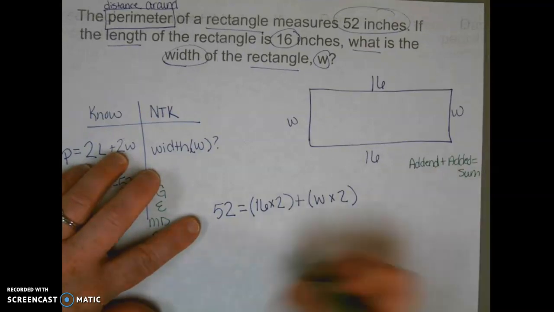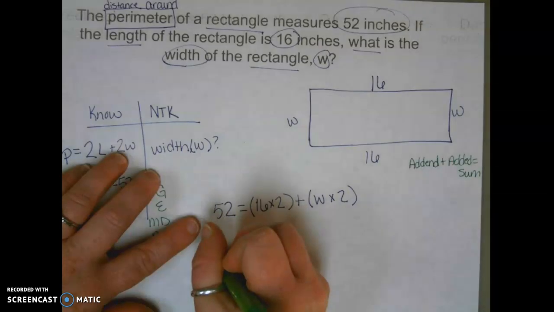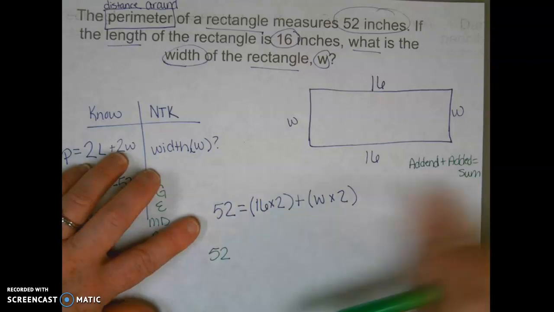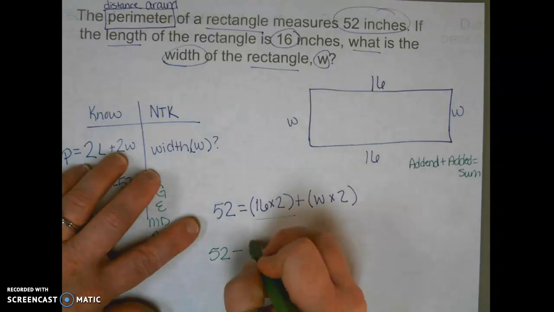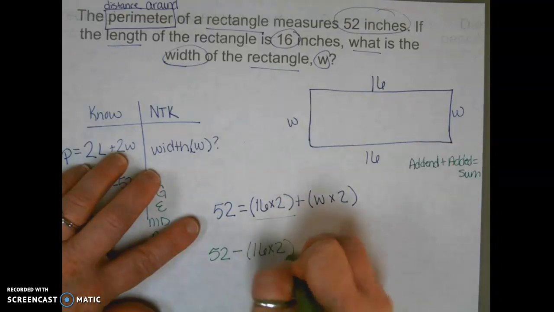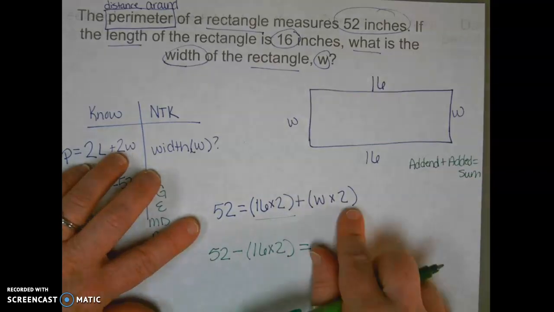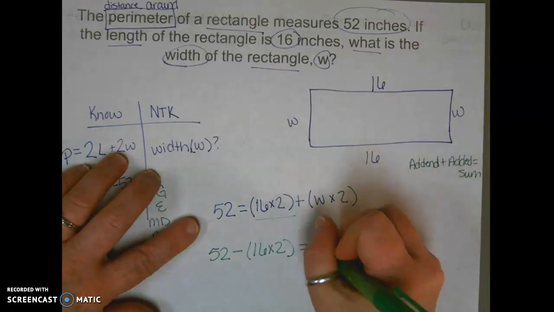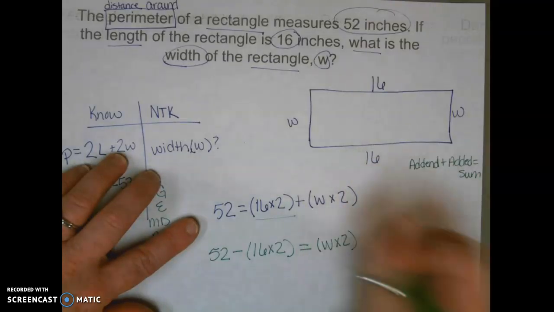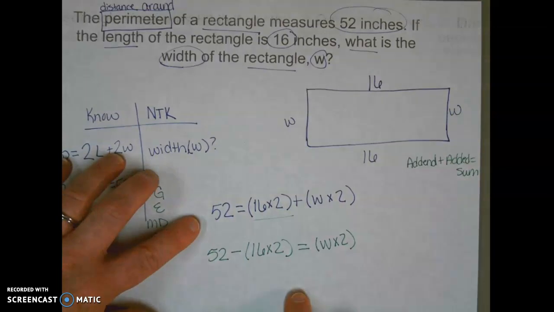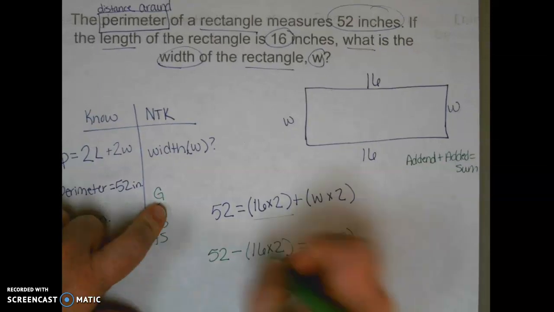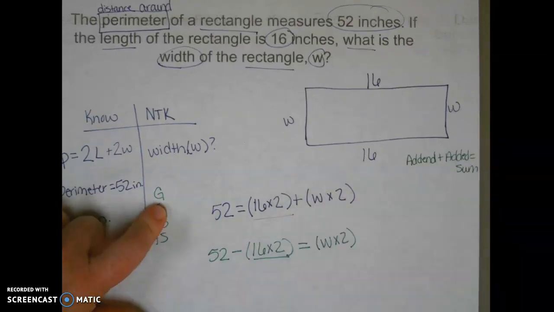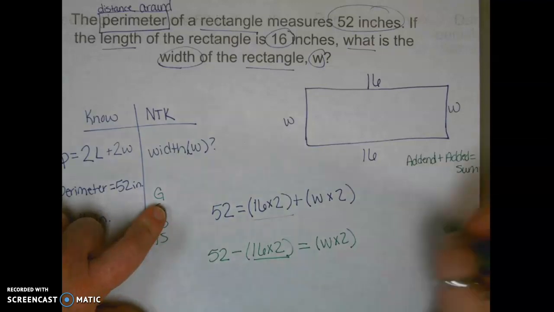So I could start with my sum and make that my minuend. So I could say 52 minus one of my addends, and I'm going to take this addend and move it over. So minus, keeping them together, equals our other addend. I like this better because it's going to just work out just a little cleaner. So I'm looking for grouping symbols. I can see 16 times 2 is one of my grouping symbols.